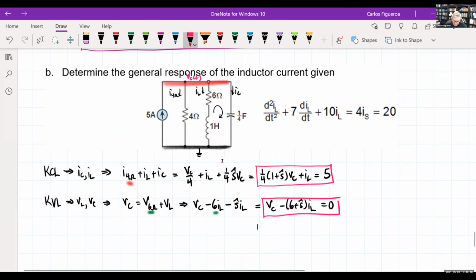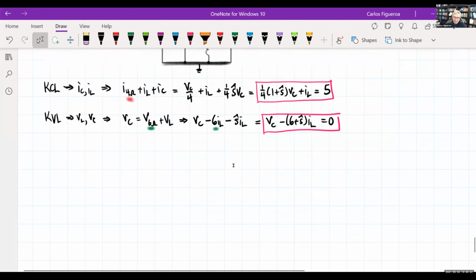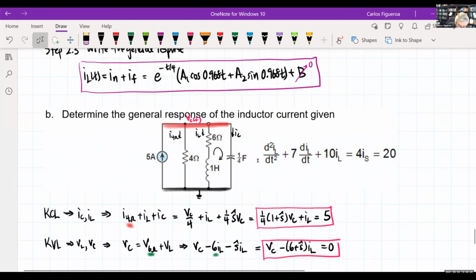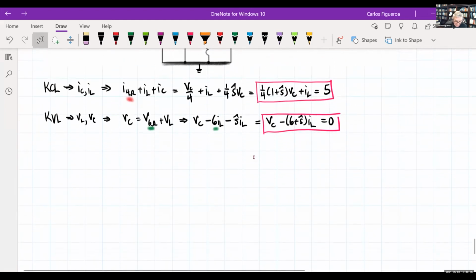Okay, so here I go. Now I got 2 equations, 2 unknowns. Let's now write the operator equation. So what are we solving for? Again, we're looking at the inductor current. So I got to solve for IL. So let me set this up.